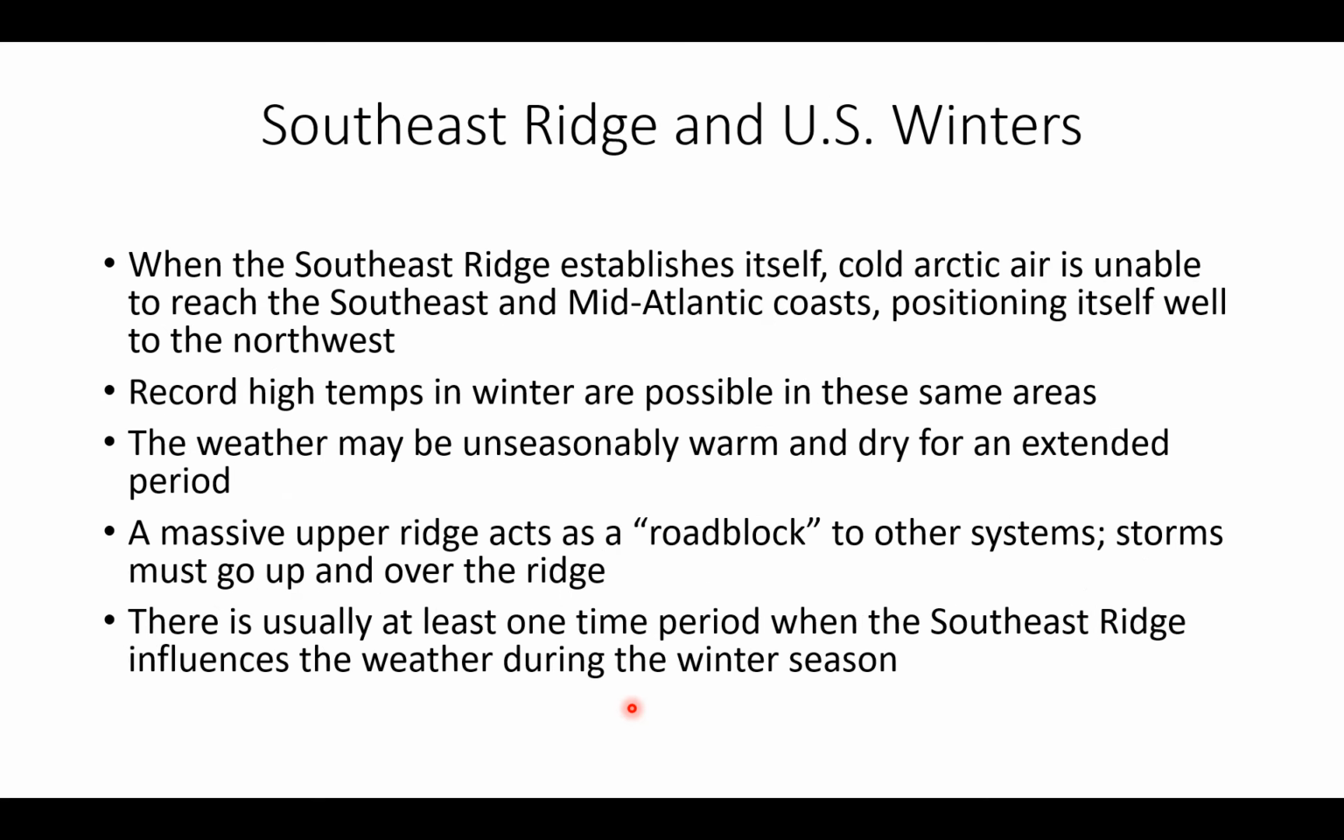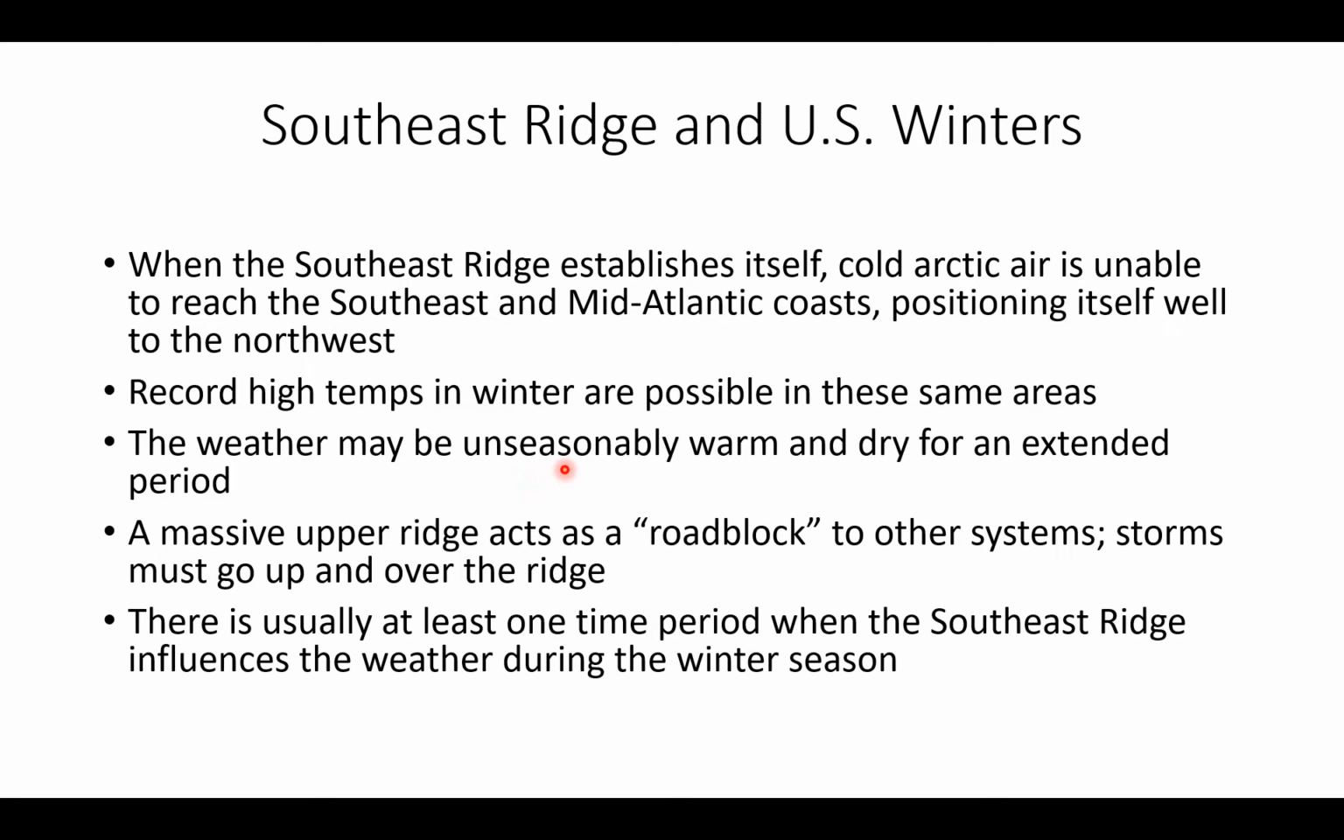So when the Southeast Ridge establishes itself, overall what we'd expect to see is cold Arctic air unable to reach the southeast and mid-Atlantic coastlines. That cold Arctic air is going to remain positioned well back to the northwest, and it's typically going to be associated with a trough. When we see the Southeast Ridge in place, we can also see record high temps in many eastern cities in the winter season. And with the Southeast Ridge, the weather may also be unseasonably warm and dry for extended periods of time.